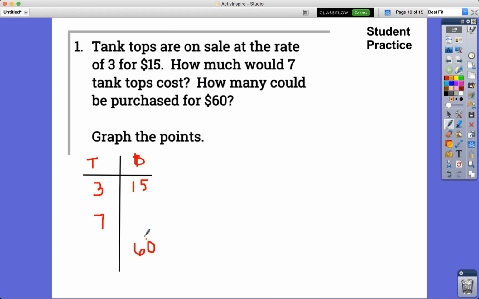You might first want to determine your unit rate. If you're looking at this and you're not quite sure what the value of 1 would be, 3 would go into 15 5 times. Okay, so pause the video here and determine what your amount would be for purchasing 7 tank tops and for how many you could purchase if you had $60. And come back in after a minute.